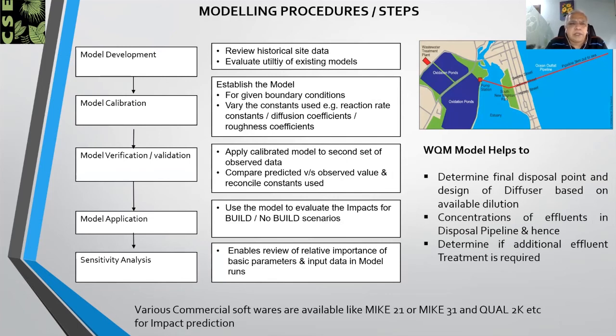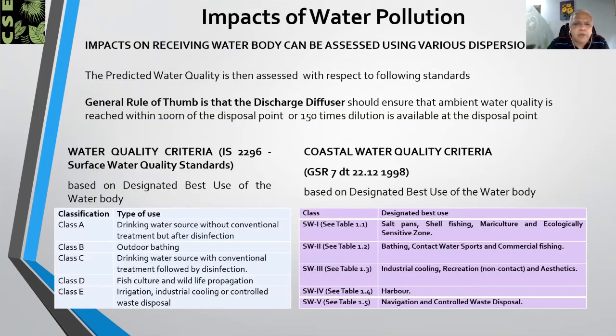It involves various aspects like model development, model calibration, etc. Water quality modeling again helps us to determine the final disposal point, because even if we say the disposal has to be into a sea or into a water body, where exactly into the sea or where exactly into the water body should the disposal be made so that the effluent gets dispersed very fast. It will help us to determine the concentrations of effluents in the disposal pipeline, and determine if additional effluent treatment is required.